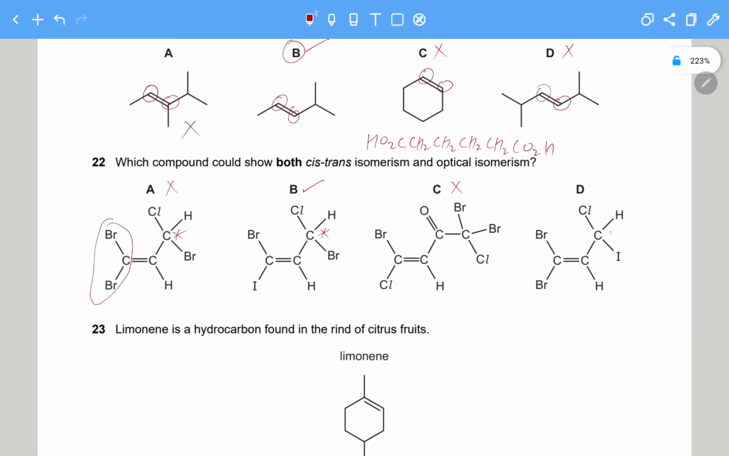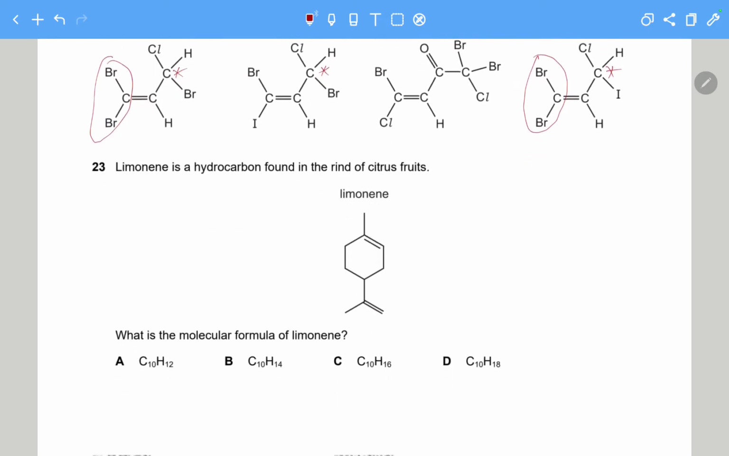And the last option D, this is a chiral center, but again we have one carbon which is attached to 2 identical groups, and therefore this cannot be the correct answer, because there is no cis-trans isomerism, and hence D cannot be the answer. So we will go with B.